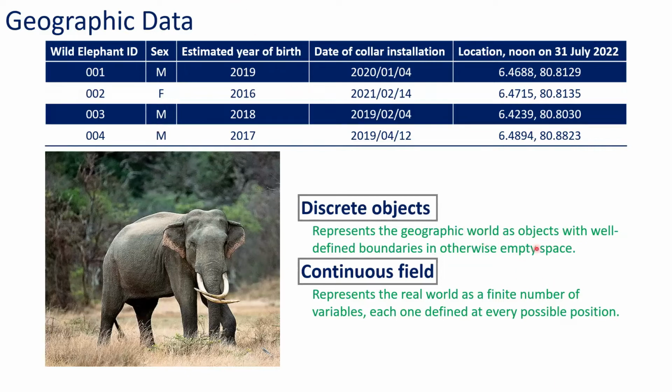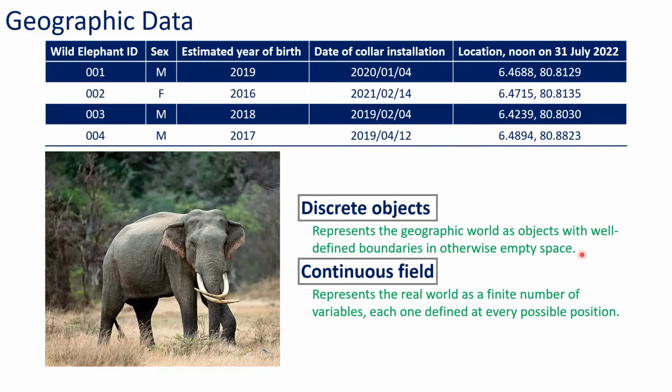Discrete objects represent the geographic world as objects with well-defined boundaries in otherwise empty space. So you have the administrative boundaries, you have the Udawalawe area, and then you have, for example, the water boundaries and the land boundaries. All these things are discrete objects because they are defined. The space itself doesn't know that these discrete objects exist, but we define these discrete objects on the land itself.